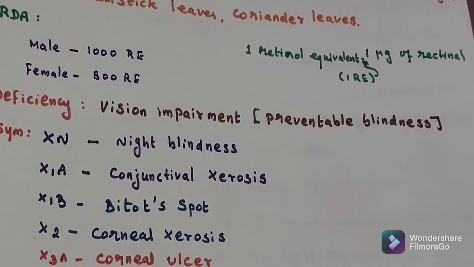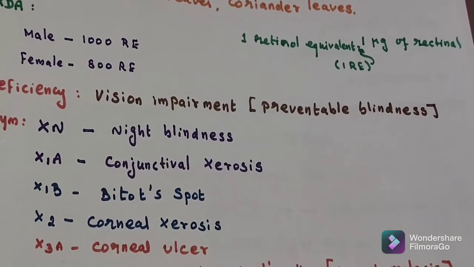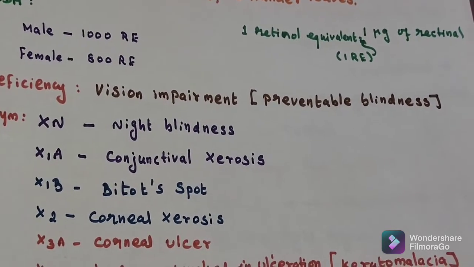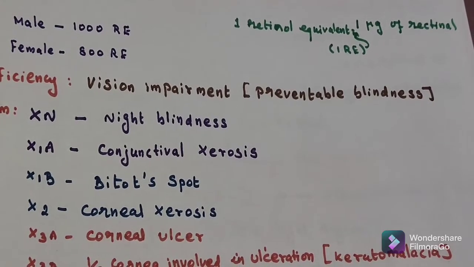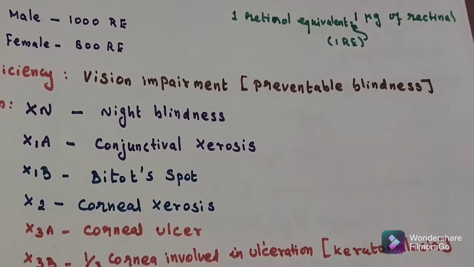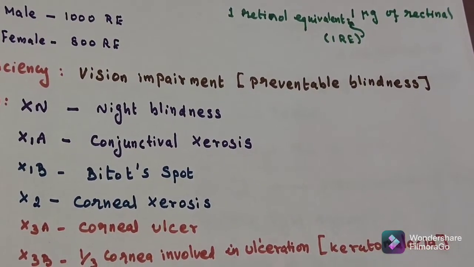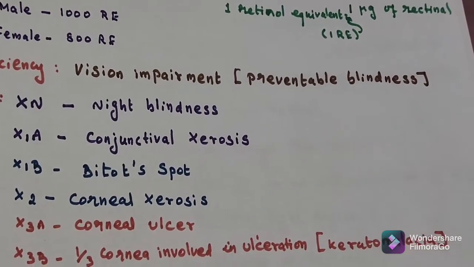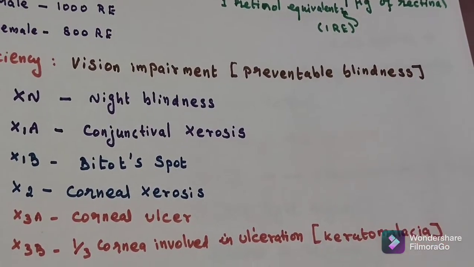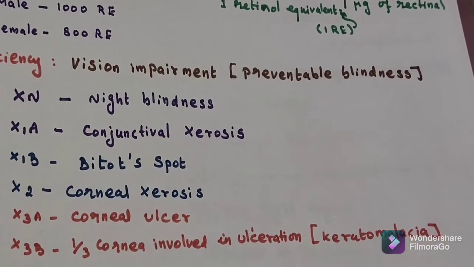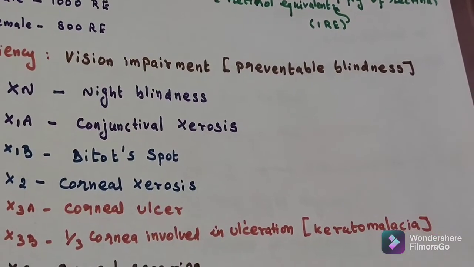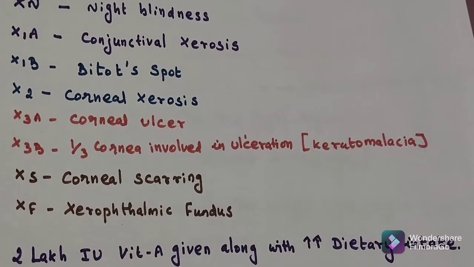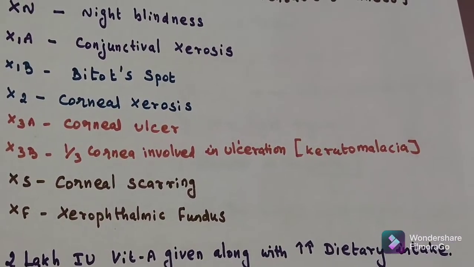Then deficiency of vitamin A. We already know vision impairment. Symptoms: XN night blindness, X1A conjunctival xerosis, X1B Bitot's spot, X2 corneal xerosis, X3A corneal ulcer, X3B one-third of cornea involved in ulceration.